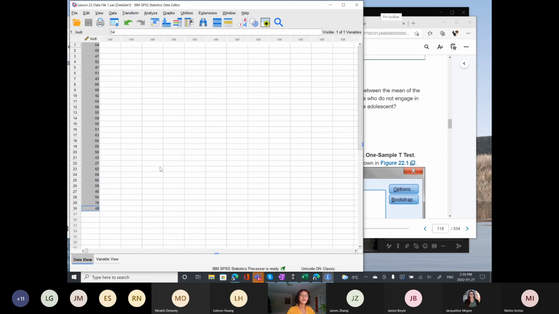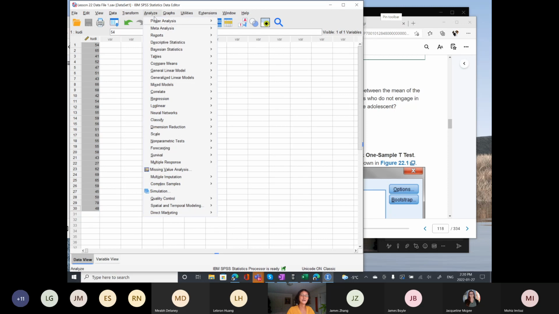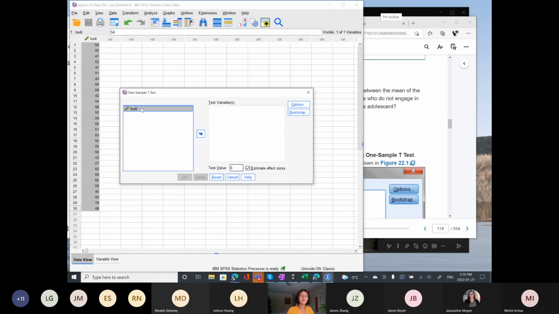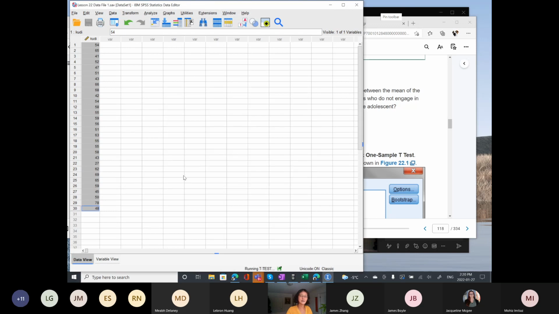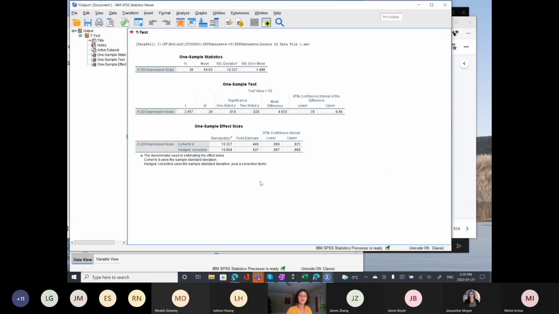Okay. So to do that, we do analyze, compare means, one sample t-test. We just have one variable, KUDI, and now test value, type in 50. We want to test if the population mean is 50 or not. That's it. Then you click the OK button. You will get the test result. And now, where is the test statistic? So this value is the test statistic.